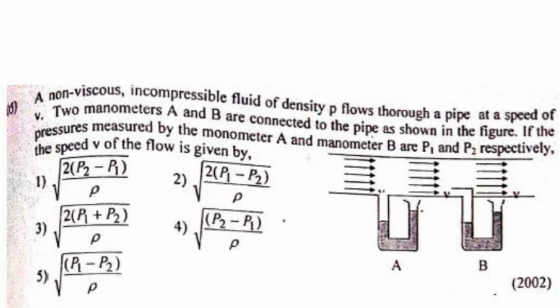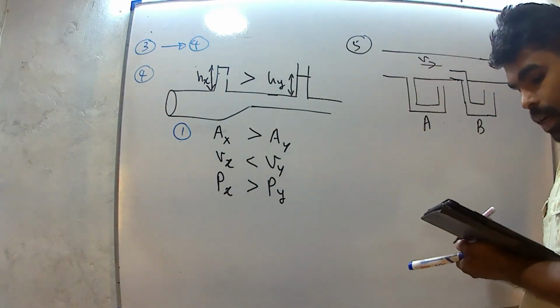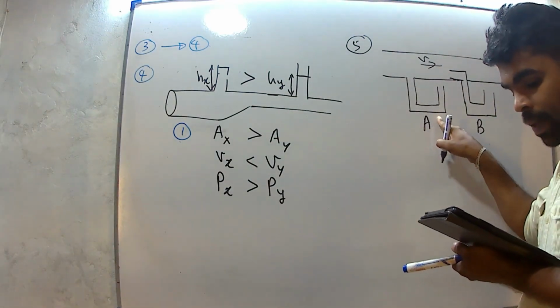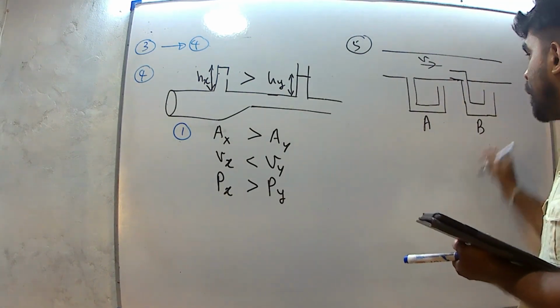A non-viscous incompressible fluid of density rho flows through a pipe at speed of v. Two manometers A and B are connected to the pipe as shown in the figure. If the pressure measured by manometer A and manometer B are P1 and P2 respectively, the speed V of flow is given by. They have given pressure reading for manometer A is P1, manometer B is P2.